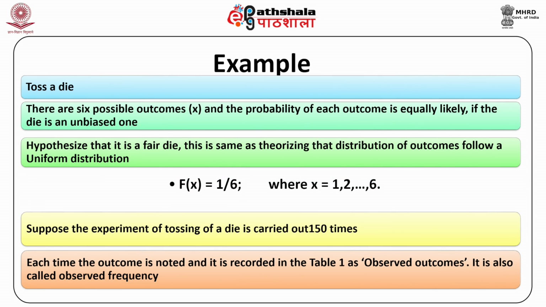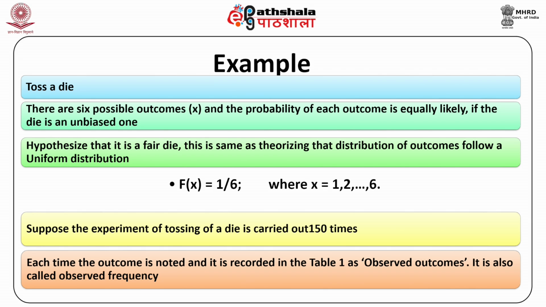To illustrate the procedure, we take a very simple example of tossing a die. We know there are 6 possible outcomes, which could be denoted as x, and the probability of each outcome is equally likely if the die is an unbiased one, because the number which you may get could be from 1 to 6. So we hypothesize that it is a fair die. This is the same as theorizing that the distribution of outcomes follows a uniform distribution. If so, we can write the frequency function f(x) is equal to 1 by 6, where x takes the values from 1 to 6.